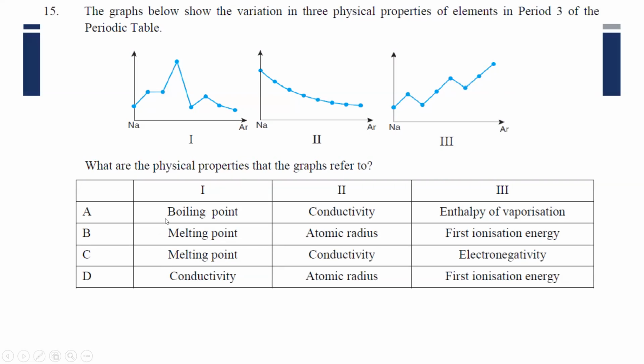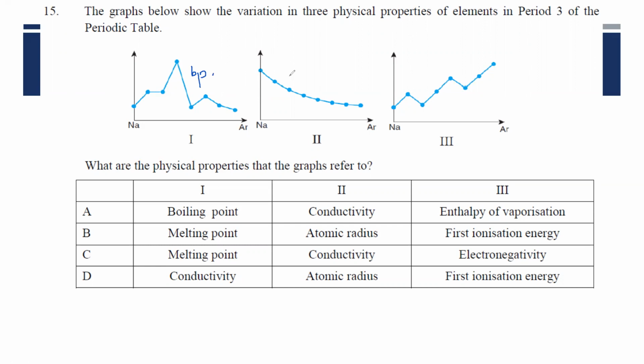The graph below shows the variation in three physical properties of the elements in the periodic table. Now, as a student, you must be very good and very sharp in telling. You see this pattern, it is definitely the boiling point. It is the boiling point of the element.